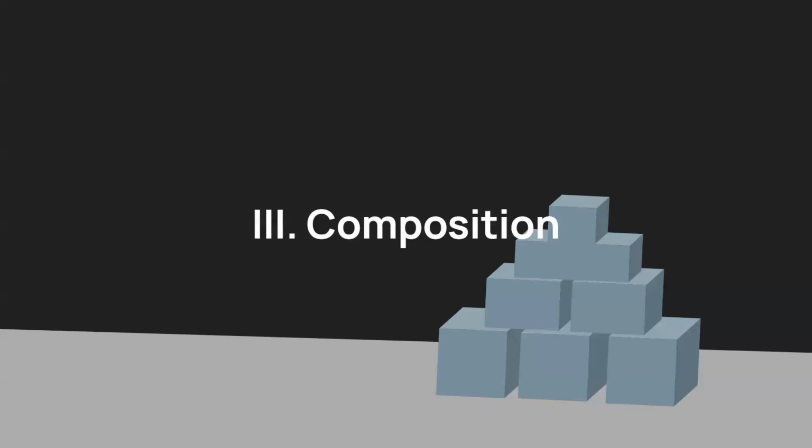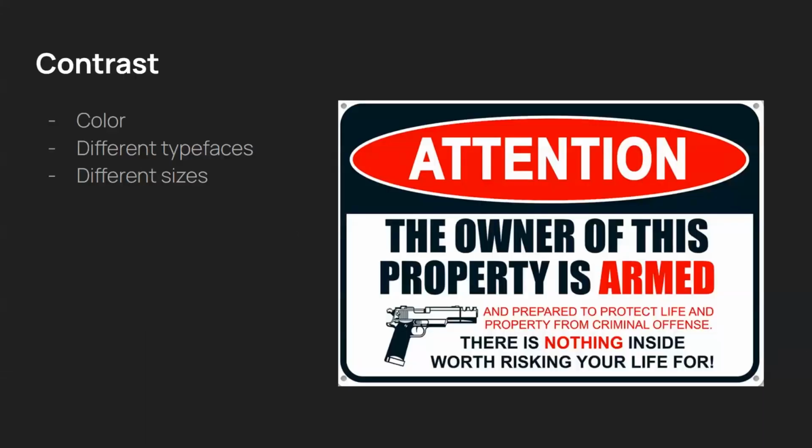Okay, so in our third section, we're going to be talking about composition. All right, so now you have all your design elements. How do you place them so that they carry out the message you want? First, let's talk about contrast. If you want something to stand out, you're going to have to emphasize the color, use different typefaces, or use a different size for it. In this one, you already know something's about to happen. They're telling you to give them their full attention because the owner has a gun.